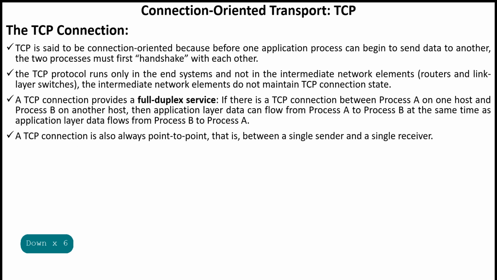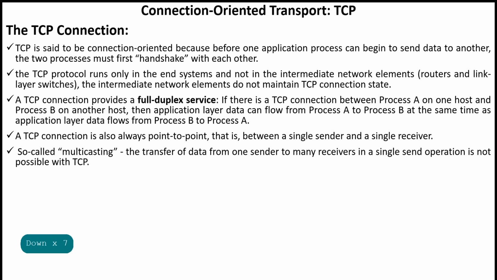A TCP connection is always point to point, that is, between a single sender and a single receiver. Here, multicasting is not possible, that is, the transfer of data from one sender to many receivers in a single send operation is not possible with TCP.